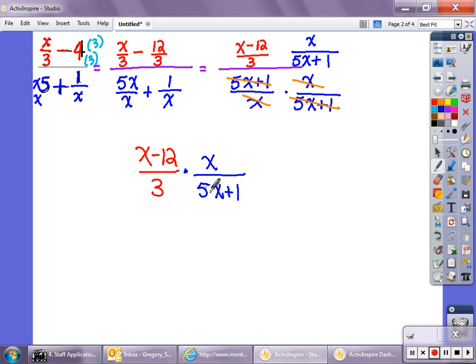I'm looking for any fractions that would reduce, or excuse me, any expressions that would reduce. Nothing is the same. And so when I write my answer, I just put it all together. This x is going to be written in front. Then we're going to have x minus 12. The 3 gets written in front. And then we have 5x plus 1. And we're done.